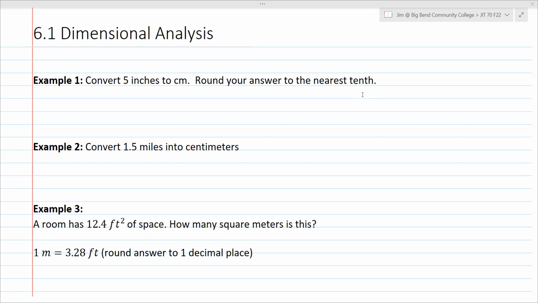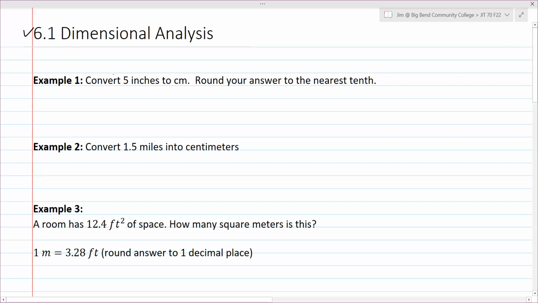All right, so there's only one section to cover, and the topic is called dimensional analysis. Basically, you're learning how to convert one unit to another, and this technique will be common in any STEM course you take in the future.